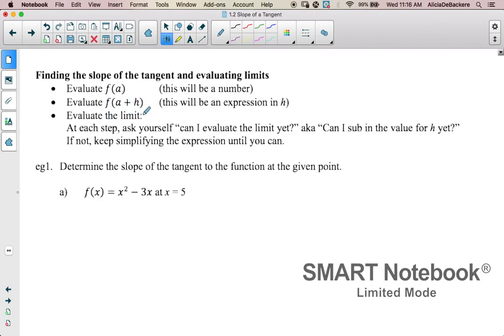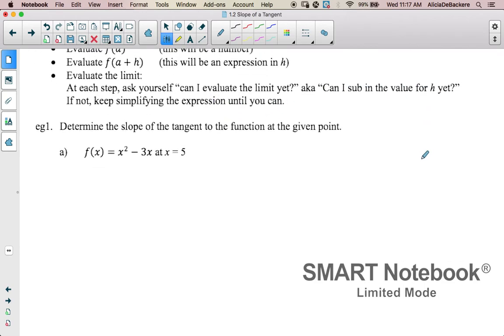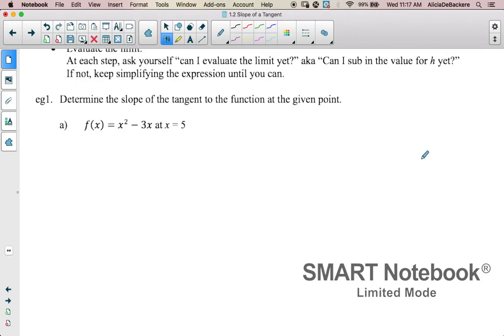And then I'm going to evaluate the limit. As I do that at each step throughout my work, I'm asking myself the question, can I evaluate the limit yet? Which means, can I sub in the value for h yet? And if not, I'm going to keep simplifying the expression until I can sub in the value for h. So let's take a look at what those steps look like in an actual example.